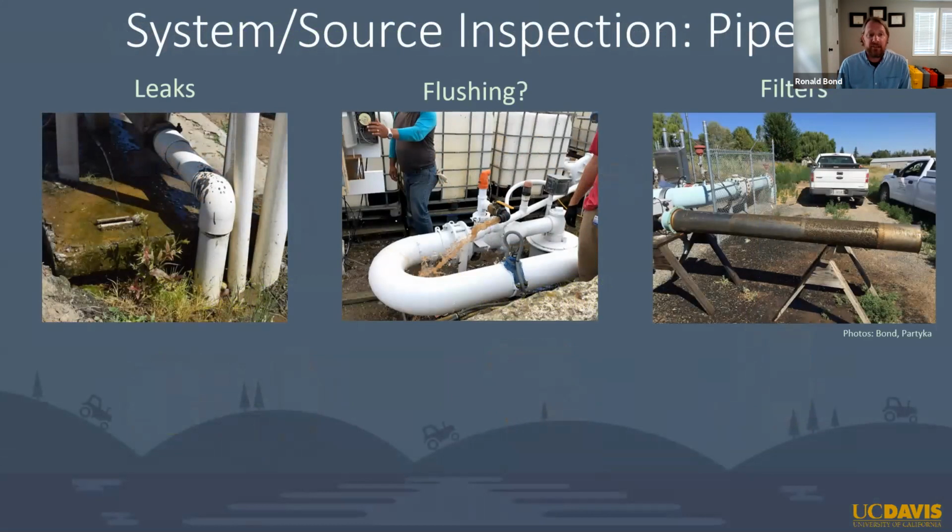So again, leaks. You want to look around your ranch or farm for leaks around your distribution system, especially around your source water, because as you see here, not only is it eroding away under the casing or under the slab, it's also creating biofilm, which can harbor all types of things.